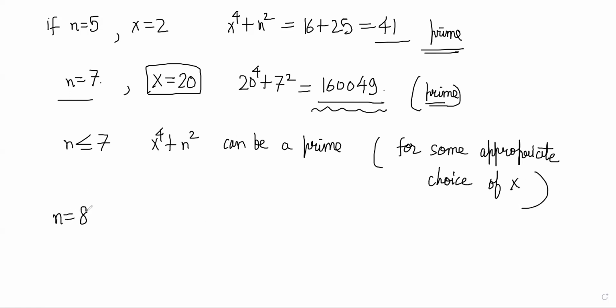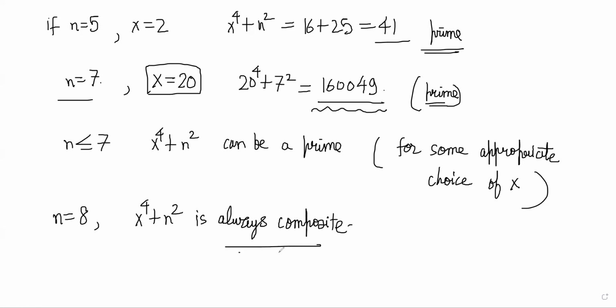However, for n is equal to 8, we have shown that x power 4 plus n square is always composite, because we were able to factorize it as a product of two numbers greater than 4, right? So therefore, our answer for this question is n is equal to 8. And that concludes this particular problem.